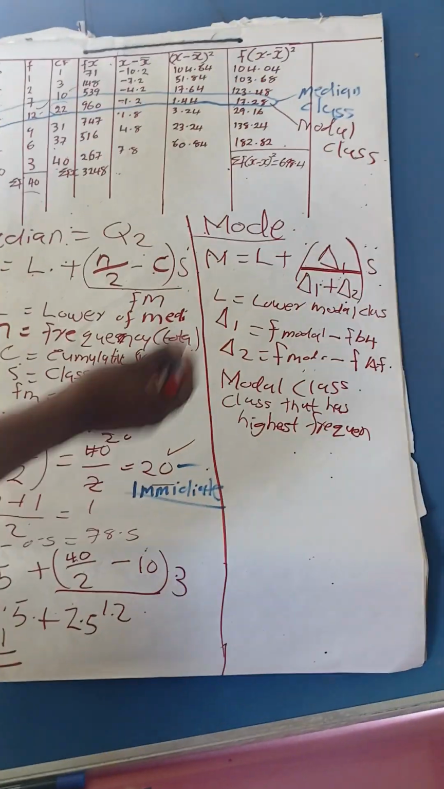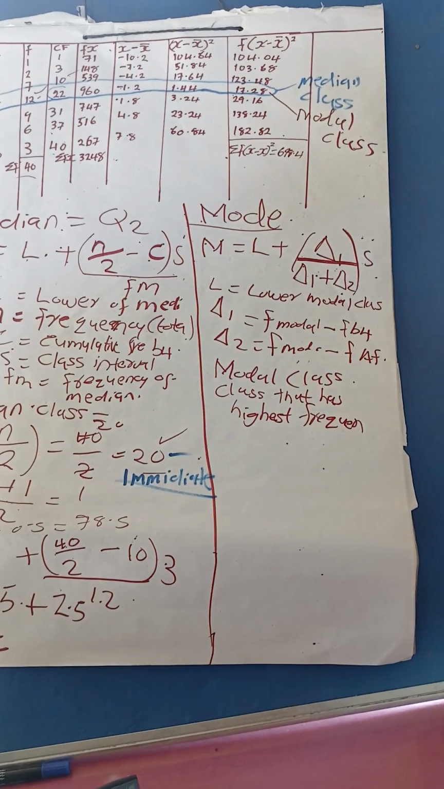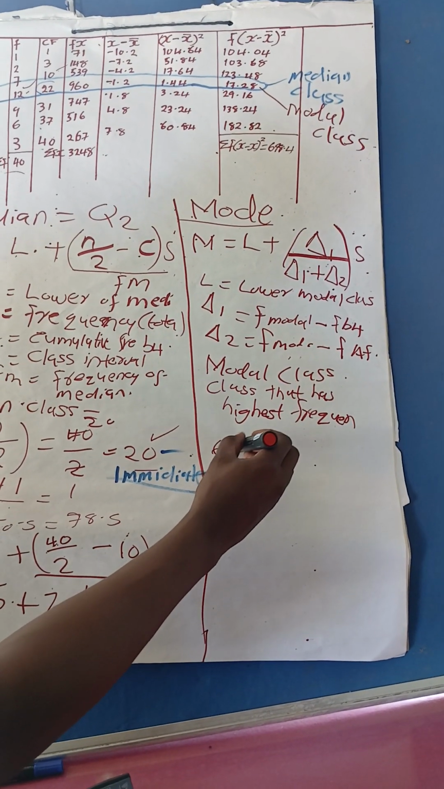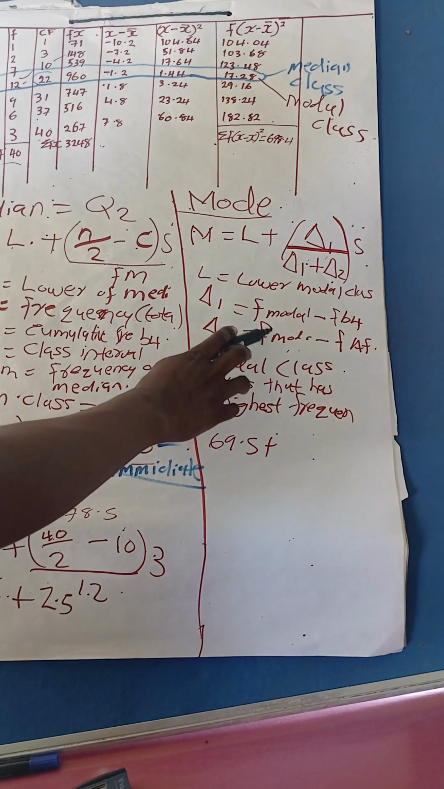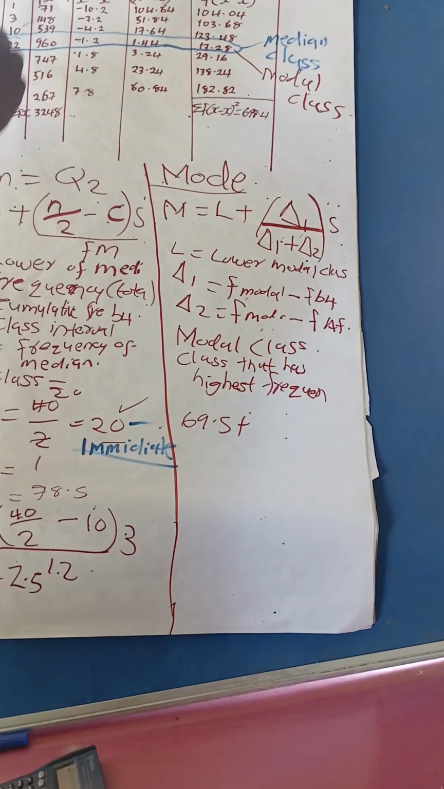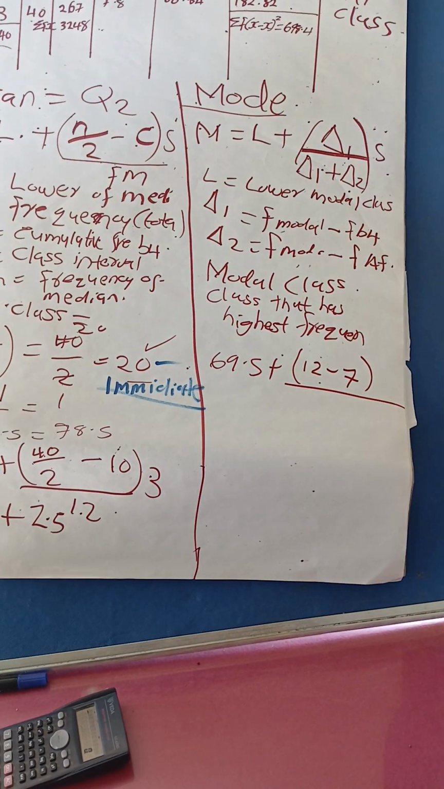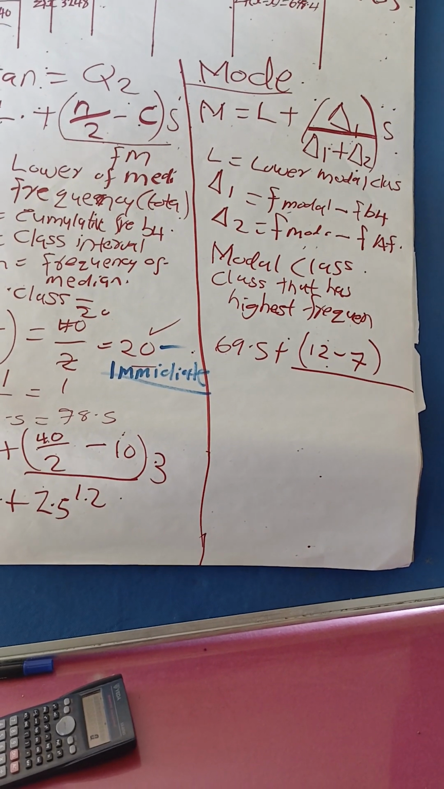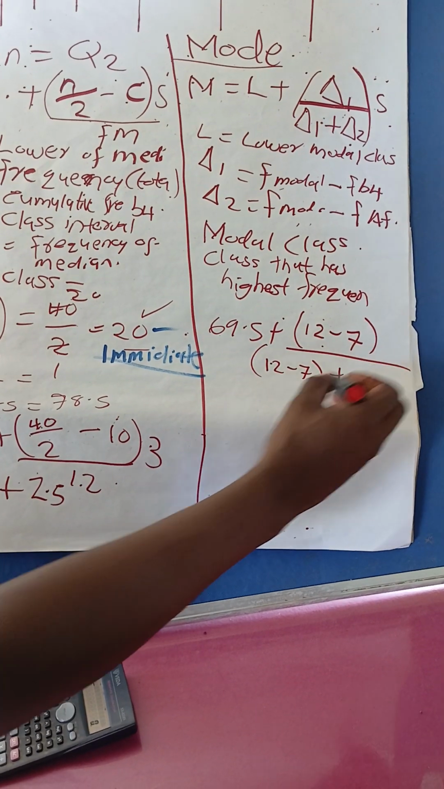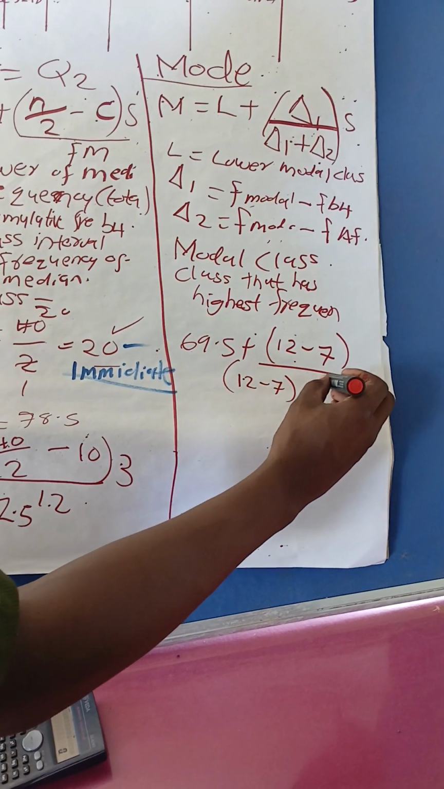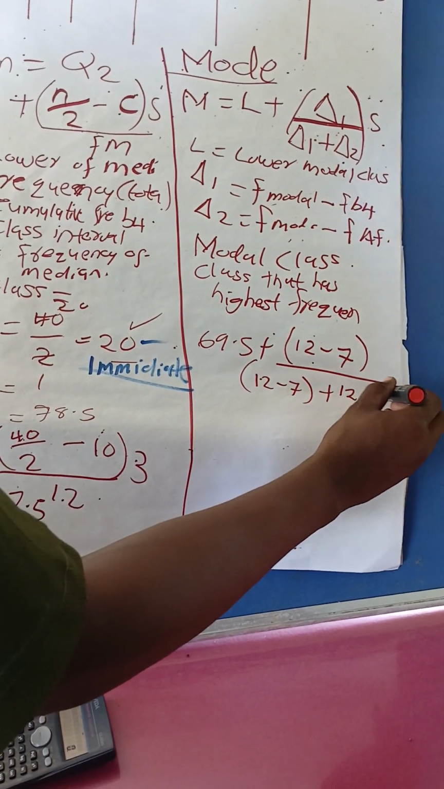Now, if you have realized that, we go to the problem. We have our class running from 79 to 81. So the lower class there will be 69.5 plus delta 1. We have said the frequency of the modal class minus the frequency before it: it will be 12 minus 7, divided by delta 1, 12 minus 7, plus delta 2, the frequency of the modal class minus the frequency after it, so it is 12 minus 9.